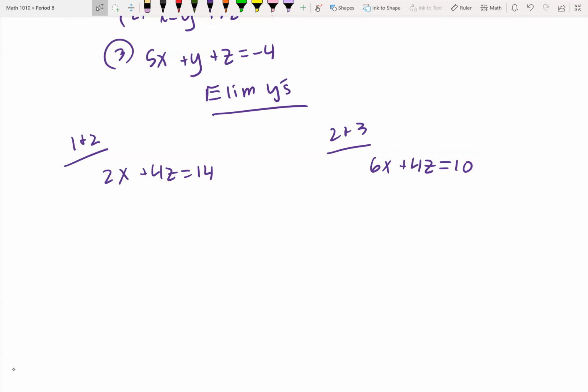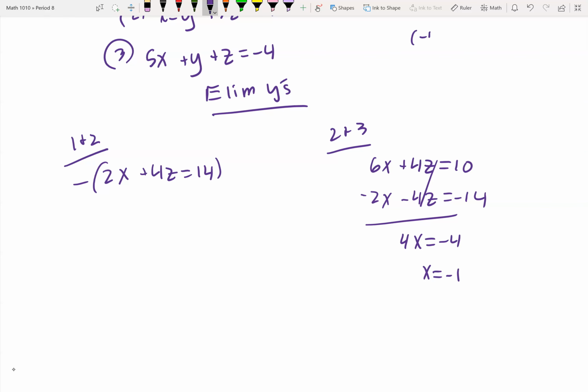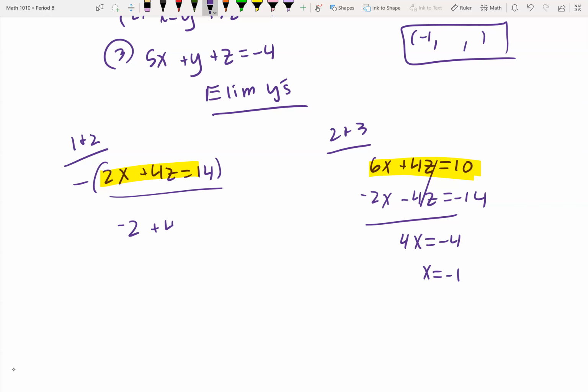And now I have to take those two and eliminate the x's or the z's. Well, the z's are ready. So if I distribute a negative, negative 2x minus 4z equals negative 14. Z's cancel, 4x equals negative 4. Divide, x equals negative 1. So it's going to be negative 1, comma, something, comma, something. So now I'm going to go up to the center, either here or here, and I'm going to put a negative 1 in for x. So I'll go here. So I have negative 2 plus 4z is equal to 14. Move my 2 over. 4z equals 16. Divide. Z equals 4.